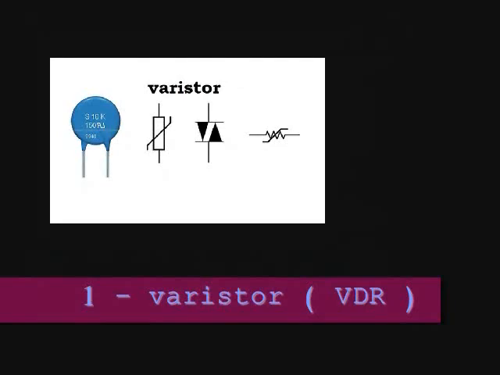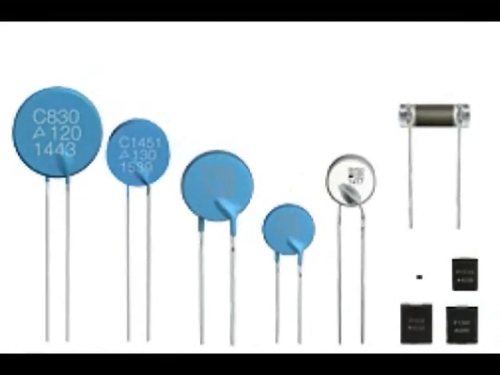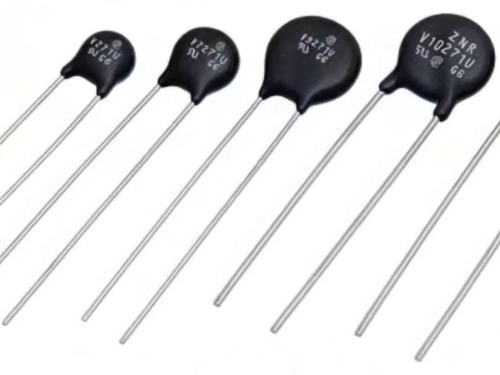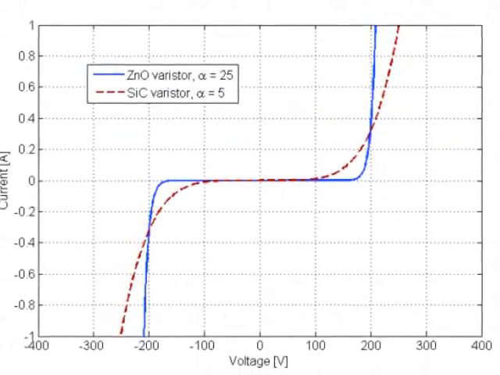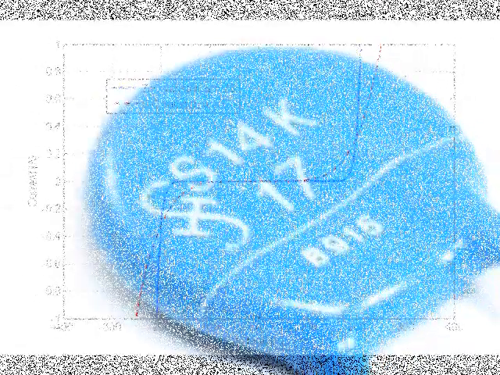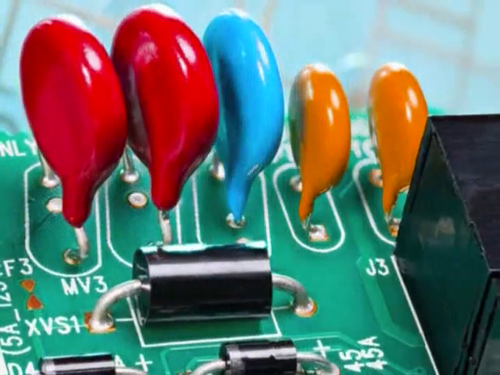Voltage dependent resistor, VDR. VDR resistance is short for voltage-dependent resistor. The value of this resistance depends on the voltage, and the value of the resistance decreases as the voltage increases, and vice versa. For this purpose, it can be used to keep the voltage constant at one point of the circuit.